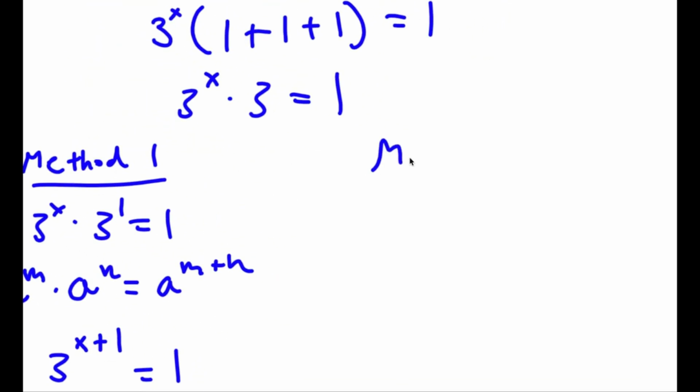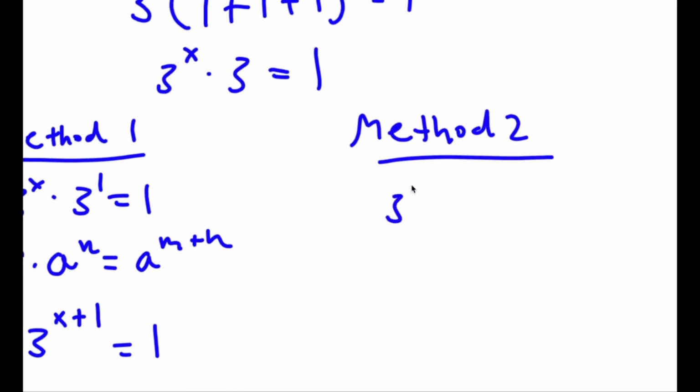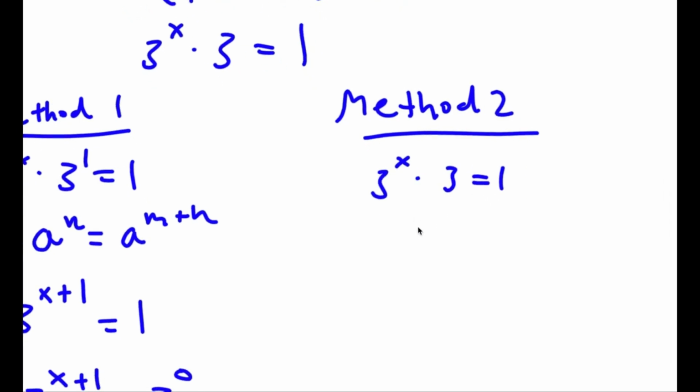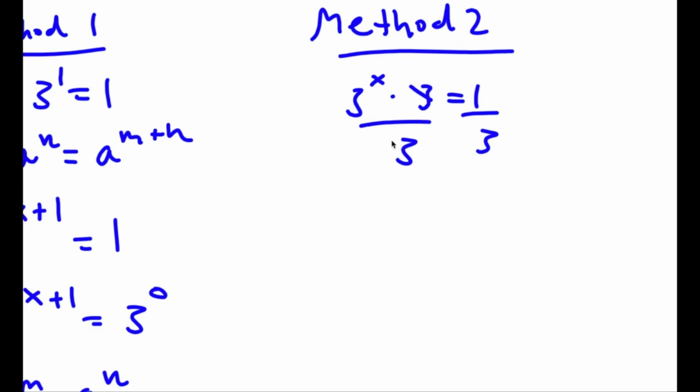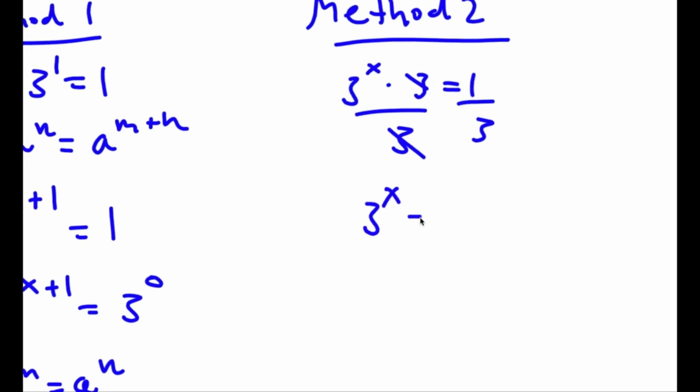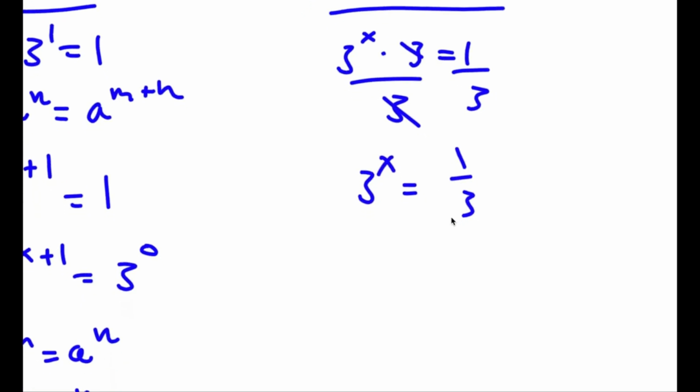Now for method 2, so I have 3 to the power of x times 3 is equal to 1. Now I'm going to divide by 3 on both sides. So now I have 3 to the power of x is equal to 1 over 3.